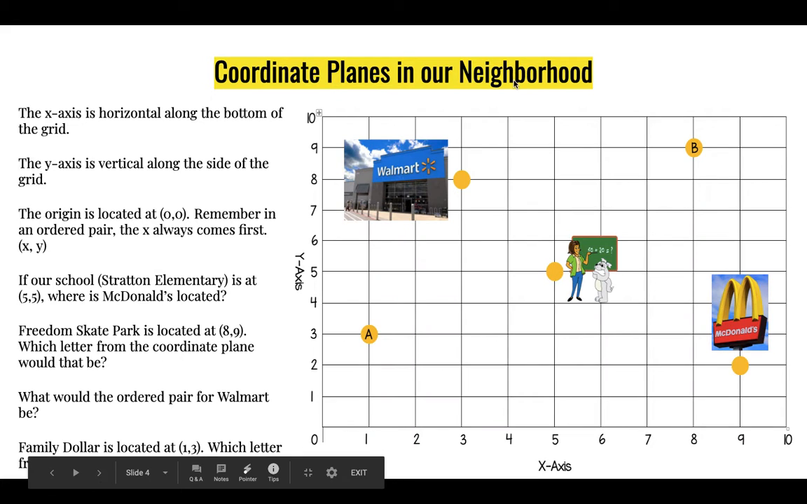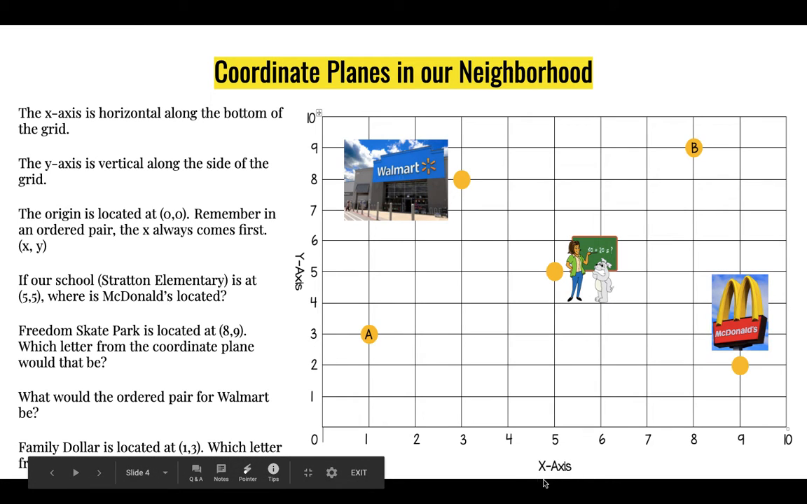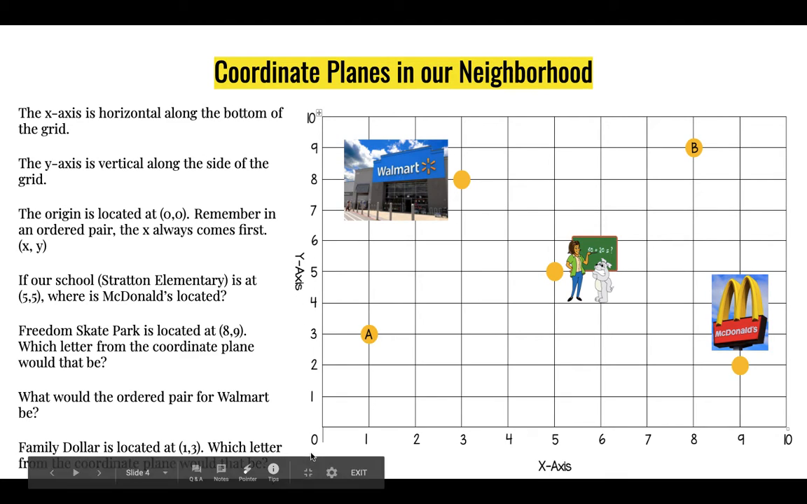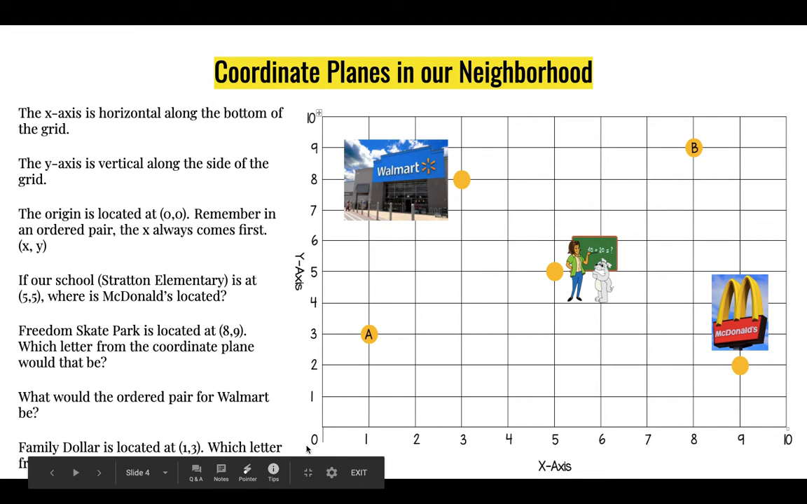On our next slide, we have coordinate planes in our neighborhood. Now this goes into the math part of our lesson. So I want you to remember that the x-axis is horizontal along the bottom of the grid. So I've labeled it right here, x-axis. It's along the bottom. Then the y-axis is vertical along the side of the grid. I've labeled the y-axis right here, going straight up. Okay? The origin, which we've talked about in class before, is located at (0, 0). That's where you start every single time. So (0, 0) is going to be right here.